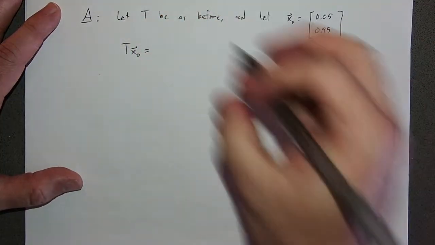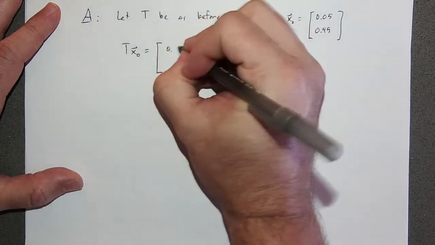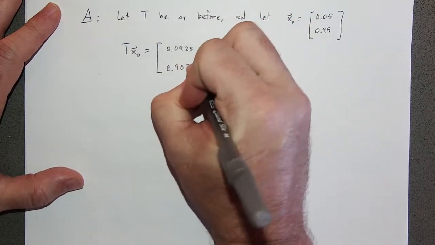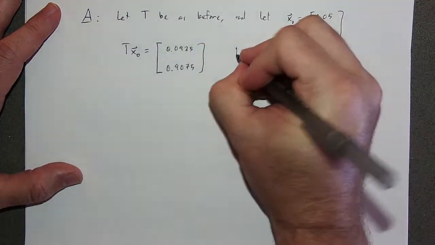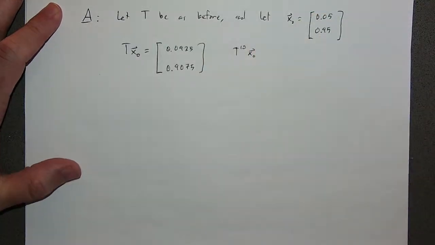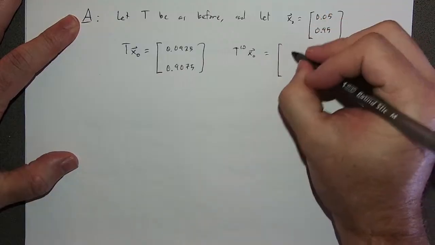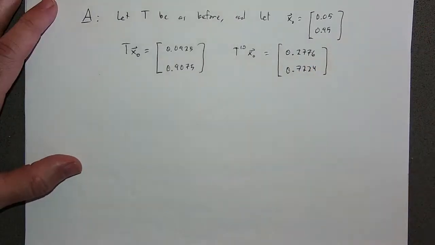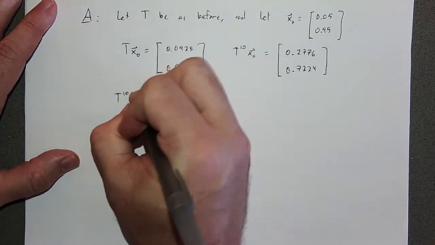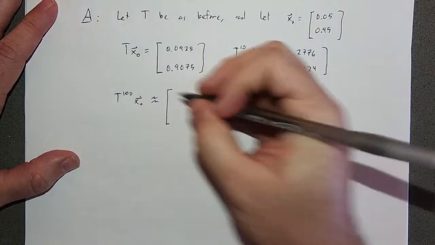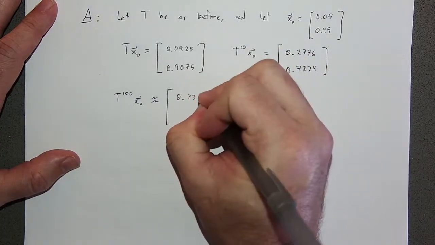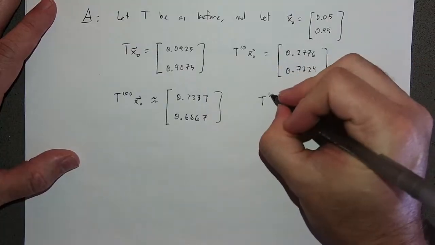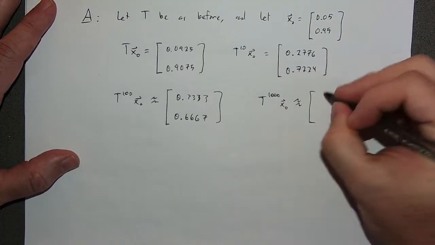Well, T times x naught in this case is 0.0925, 0.9075, and T to the 10 times x naught is 0.2776, 0.7224, and T to the 100 times x naught is approximately 0.3333, 0.6667, and T to the 1000 times x naught is approximately the same thing.